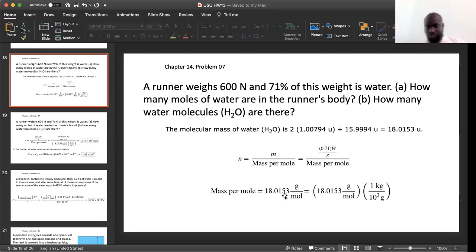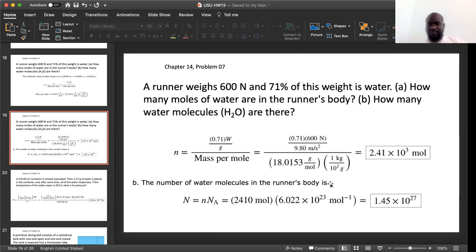So mass per mole is given for water. I'm going to convert that to kilograms. After getting that, number of moles is this over mass per mole. I've gotten mass per mole in kilograms because this is in SI units. That's why I'm converting to kilograms, because I have newtons on top, which is kilogram meters per second squared. So when I solve this, put 600 newtons, 71% of 600 newtons is the weight, divided by g, 9.8. That's my mass. Mass per mole is this for H2O, for water. And then you get your number of moles.